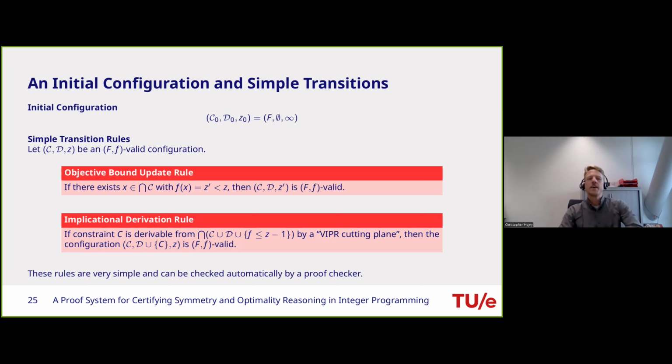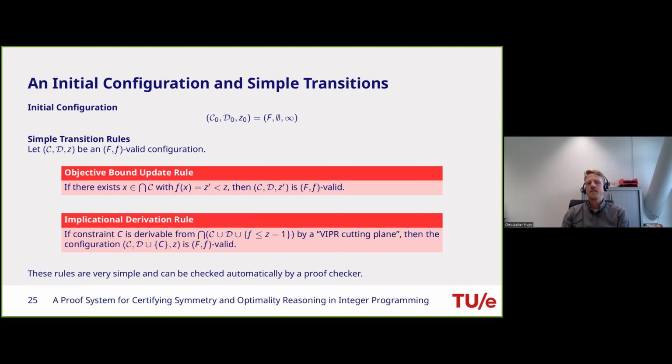And we can also derive more interesting reductions, so implied constraints. So suppose I have a constraint C that I can derive from the core constraints, the derived constraints, and an objective improvement via a cutting plane that is also supported by Viper. Then I can add this new constraint also to the set of derived constraints. So these very simple transition rules can be implemented in this basic configuration setup, and they can also easily be checked by an automatic proof checker, but they are not very powerful yet.